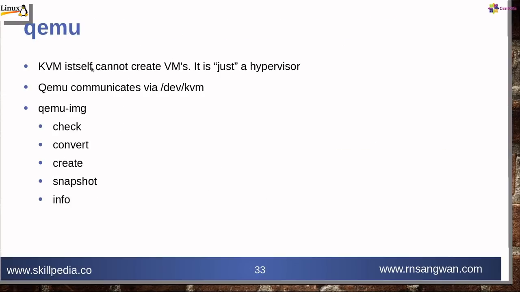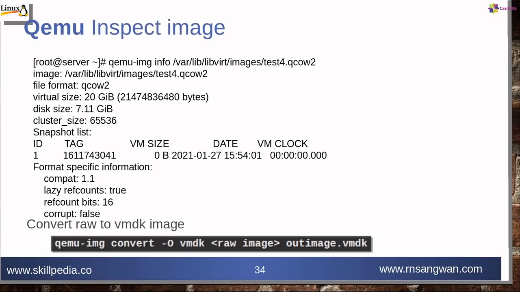QEMU KVM itself cannot create a virtual machine. It is just a hypervisor. Very interesting point: QEMU communicates via /dev/kvm. qemu-img is a command line utility to check, convert, create snapshots or get info about the images being used by the machines.